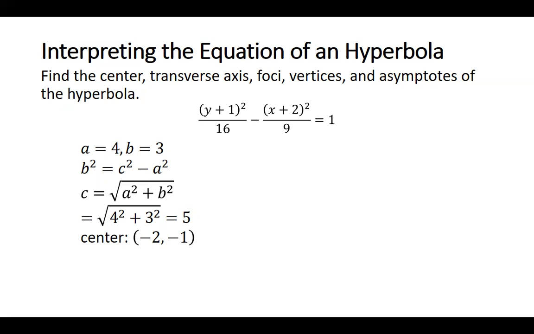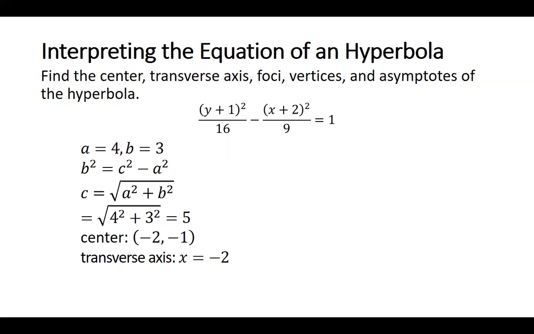So we're going to look at our X value from our center, which is at -2. So the transverse axis must be at X equal to -2, because that's going to make it a vertical line that's passing through -2, 1. The foci, we know that C is equal to 5.